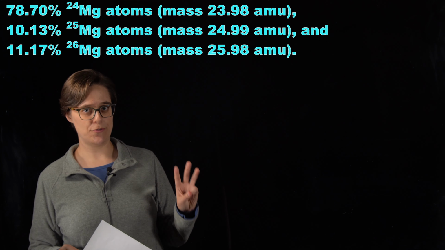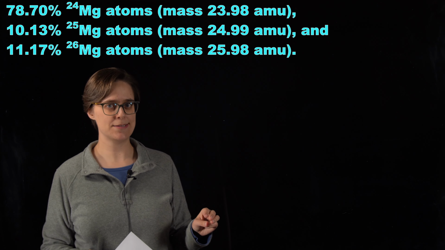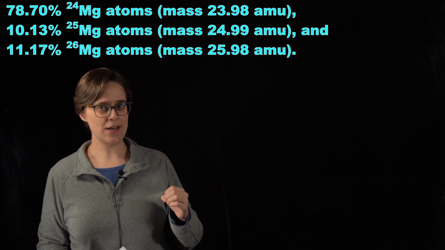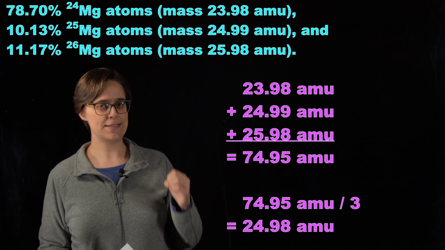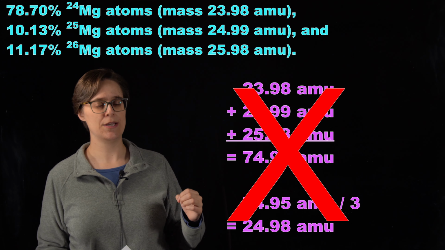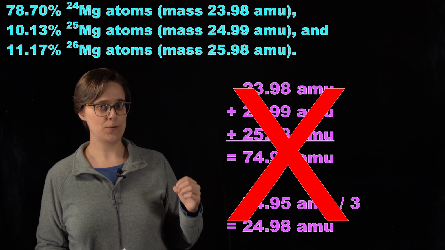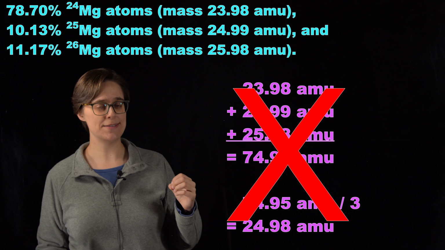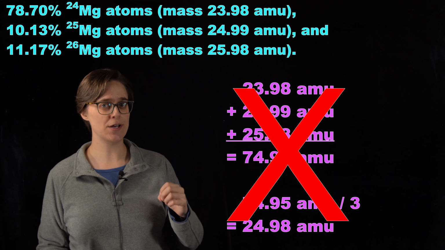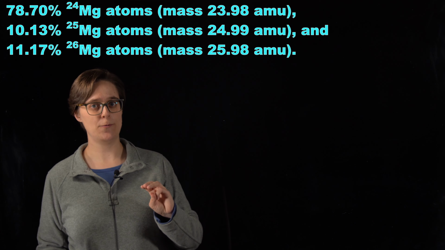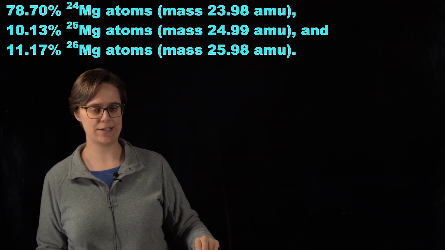So we have 3 isotopes, each with a different mass, and we're calculating the average. But this is not just as simple as taking the average of those 3 numbers. We need to take a weighted average that takes into account the fact that the abundances of these isotopes are not all the same. So there are 3 steps that we need to perform to do this calculation.